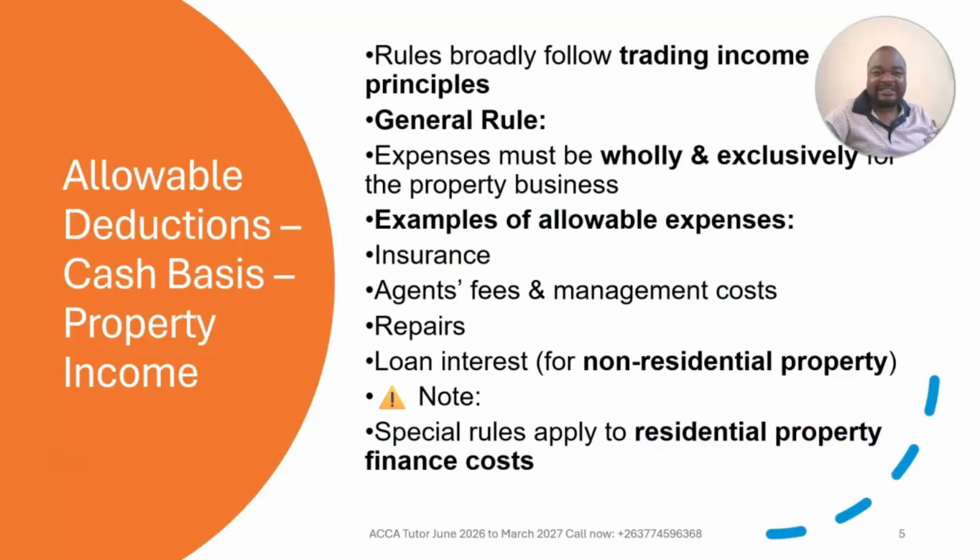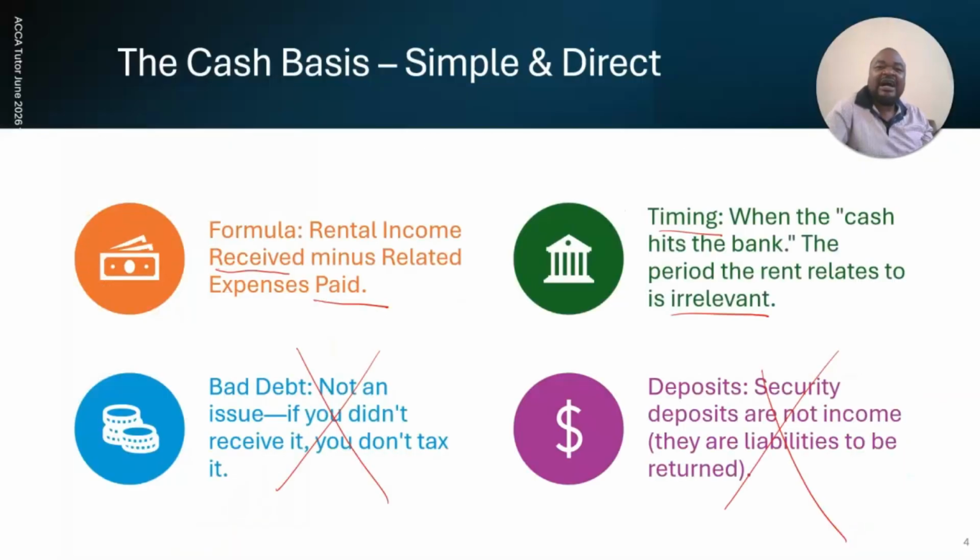What about deductions? The cash basis property income. Now, the rules here broadly follow trading income principles. The general rules: expenses must be wholly and exclusively for property business for them to be allowable. They should be wholly and exclusively. So this is why we say that the expenses paid have to be related to the rental income.